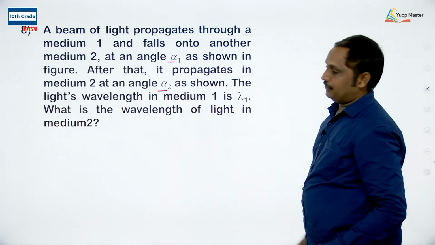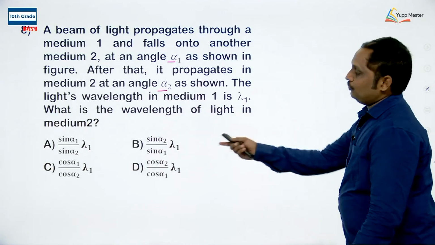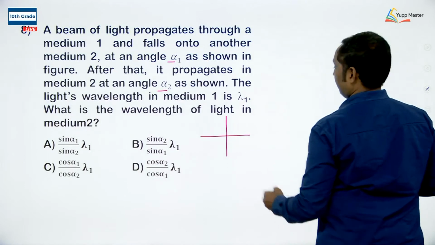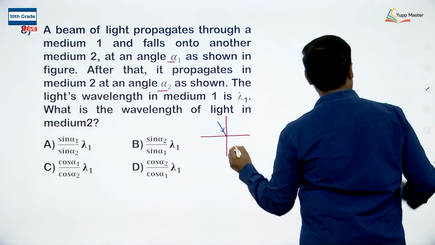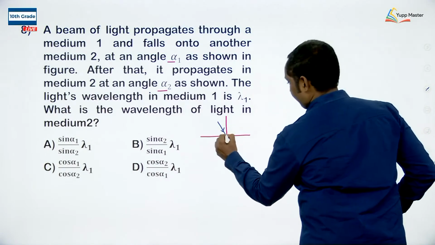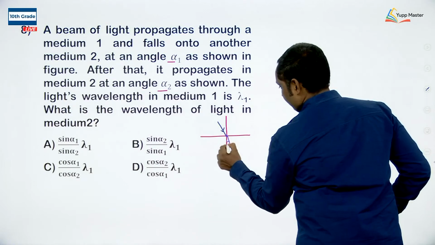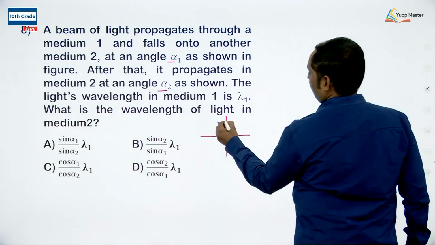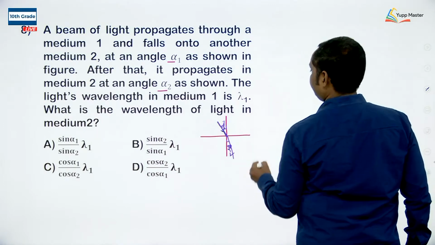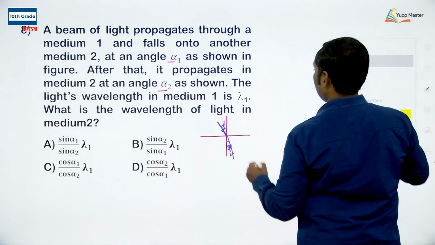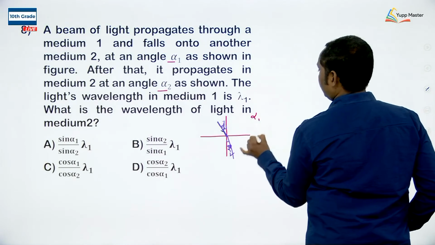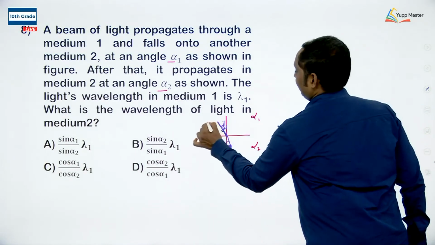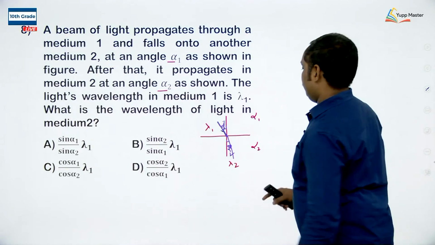For the given problem, you can draw the diagram. So if you are going to see the options, this is the incident light ray. You can take that I and R. Now it is very clear. That is alpha 1. They have given alpha 1 and alpha 2, and lambda 1, lambda 2. They have given that. So lambda 2 is equal to question mark.